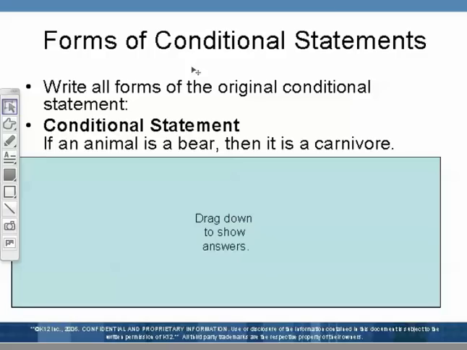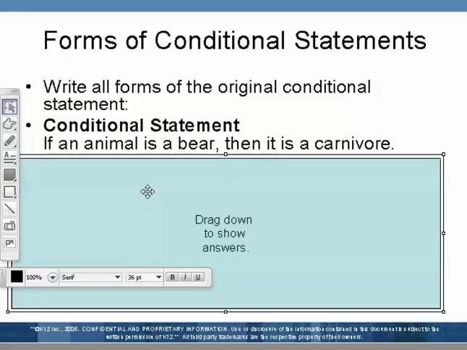Okay, so let's look at some forms of a conditional statement. It says, write all forms of the original conditional statement. If an animal is a bear, then it's a carnivore. Well, that's a conditional statement. I just told you, if it starts with an if and it has a then in it, it's a conditional statement. What do you mean by the forms of the conditional statement?